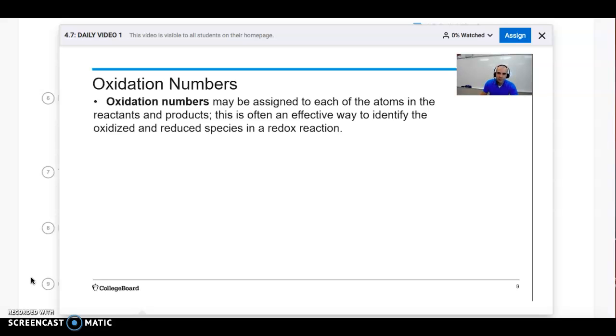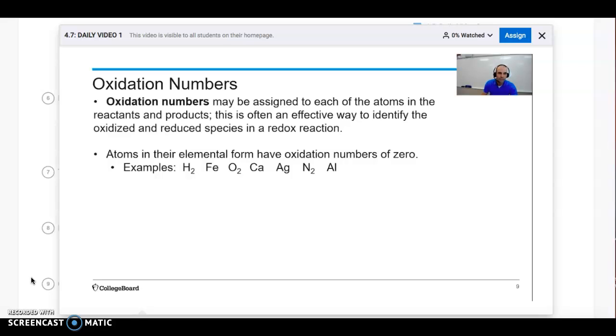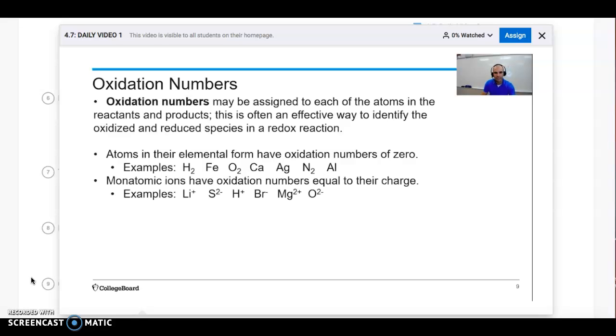Oxidation numbers may be assigned to each of the atoms in the reactants and products, and this is often an effective way to identify redox reactions and what's oxidized and what's reduced. Atoms in their elemental form have oxidation numbers of 0. Examples include hydrogen, iron, oxygen, calcium. Monatomic ions have oxidation numbers equal to their charge. Example, the lithium +1 ion has an oxidation number of +1.